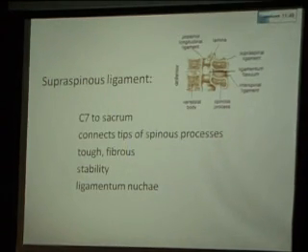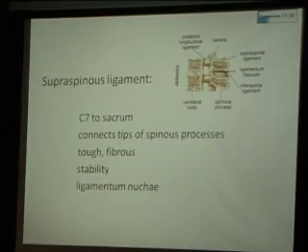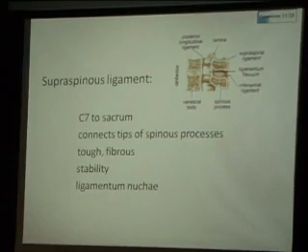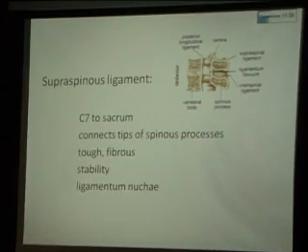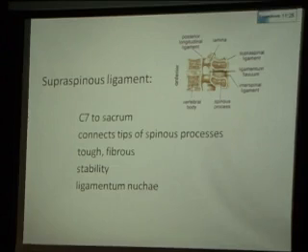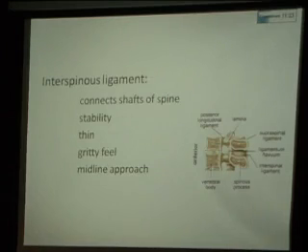Talking about the supraspinous ligament, it extends from C7 to the sacrum. Above C7 to the external occipital protuberance, it is known as the ligamentum nuchae. It is a thick fibrous ligament which prevents us from palpating any of the cervical spinous processes, and the first one that we can palpate is C7. So this ligament contributes to the stability of the spine.